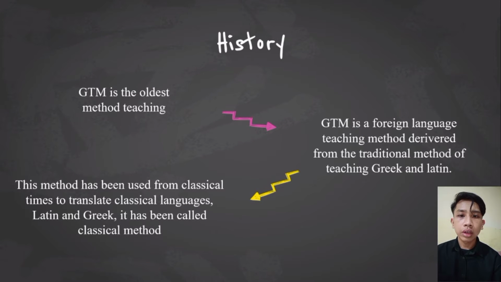Next, history of grammar translation method. Grammar translation method is the old method teaching. Grammar translation method is a foreign language teaching method derived from the traditional method of teaching Greek and Latin. This method has been used from classical times to translate classical language, Latin and Greek. It has been called classical method or traditional method.